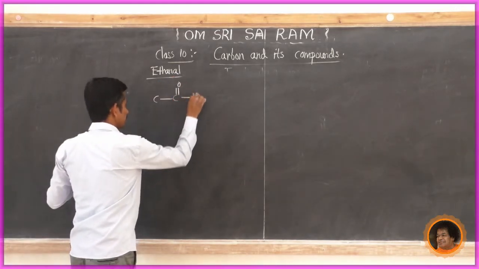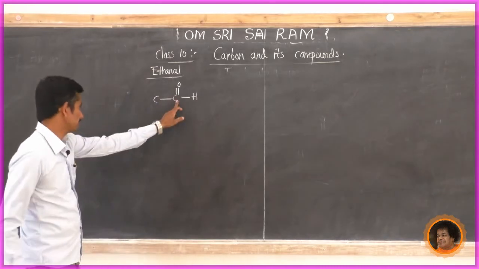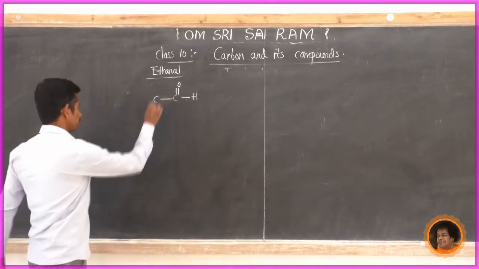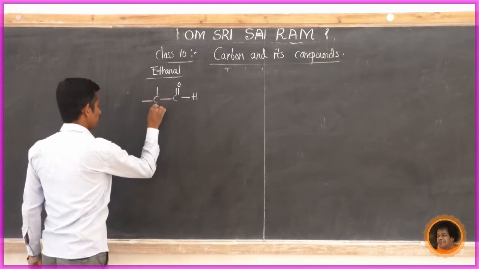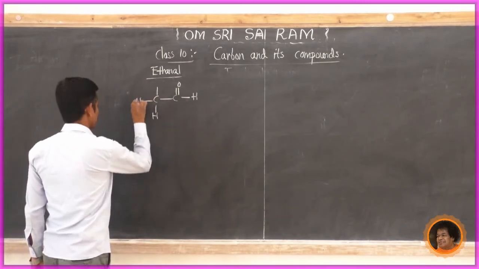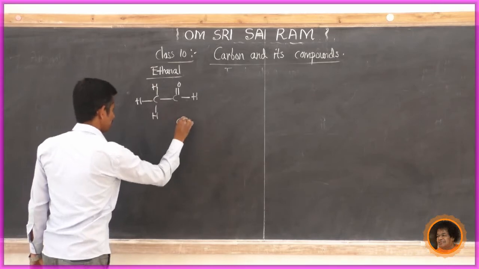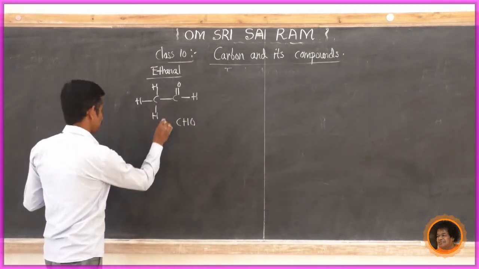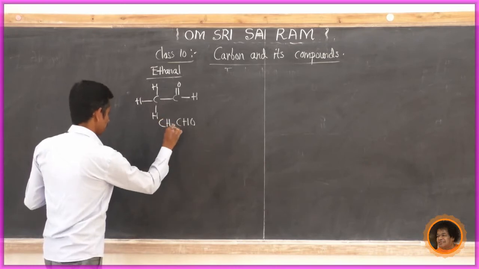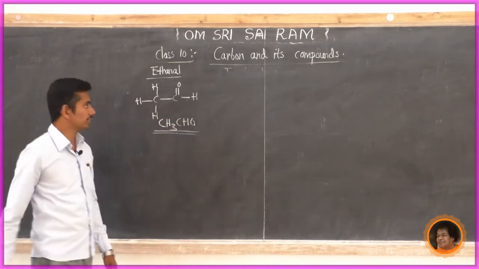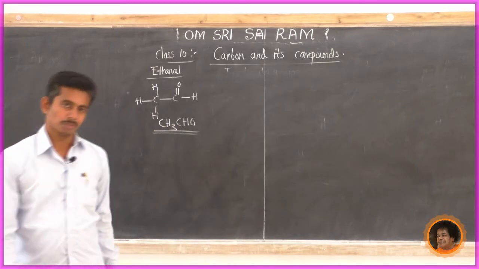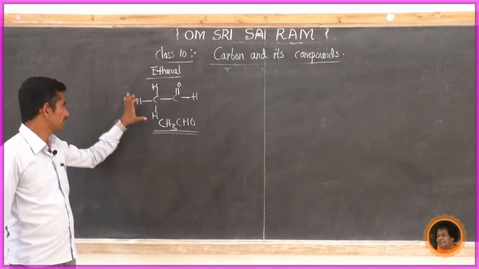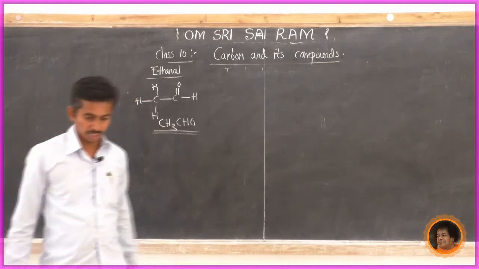O and H. For this carbon, 4 covalent bonds. For this one, 1, 2, 3, 4. So H. Now, first write the functional group CHO. Then how many carbons are left? 1, and hydrogens 3. So CH3CHO is ethanol. The molecular formula of ethanol is CH3CHO, and this is the structure of ethanol.